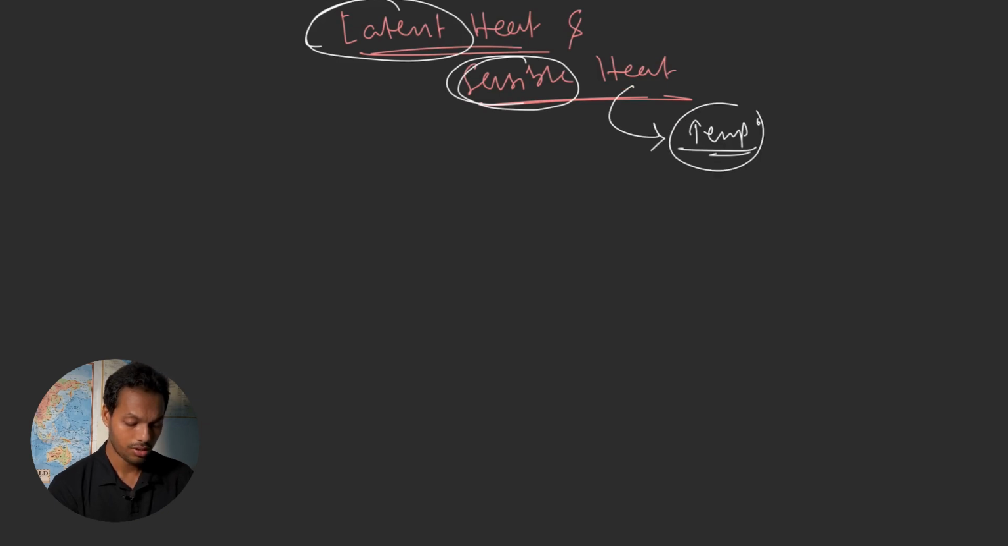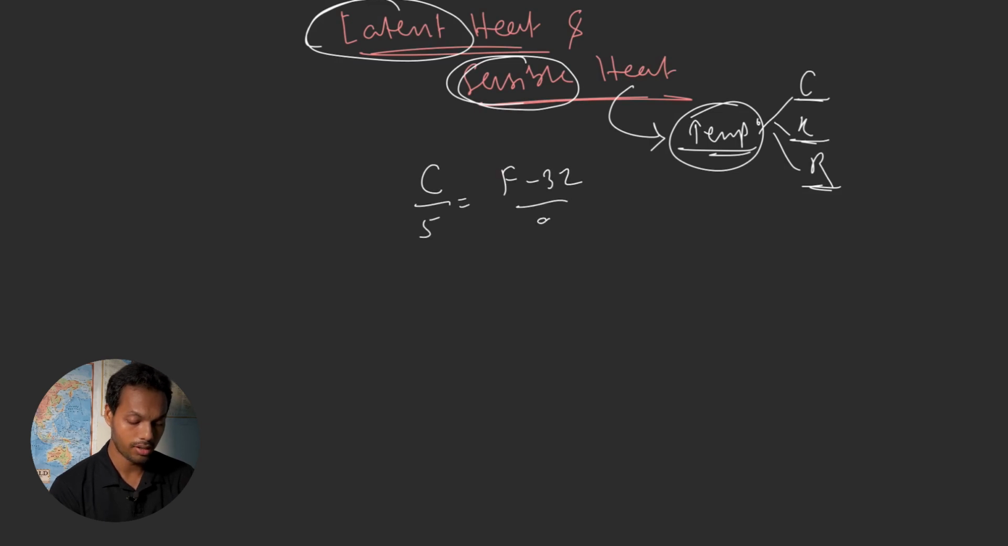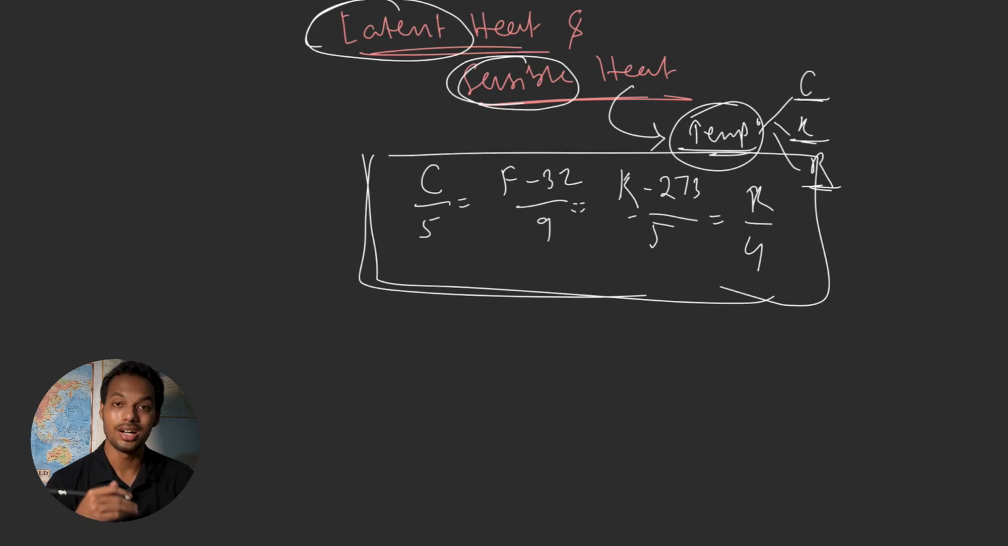Temperature can be expressed in different scales like Celsius, Kelvin, and Reaumur. So how does one scale differ from another? Suppose you are measuring temperature in Celsius, how do you get the value in Kelvin or Reaumur? There is a formula: C by 5 is equal to F minus 32 by 9 is equal to K minus 273 by 5 is equal to R by 4. This is how you can convert from one scale to another.